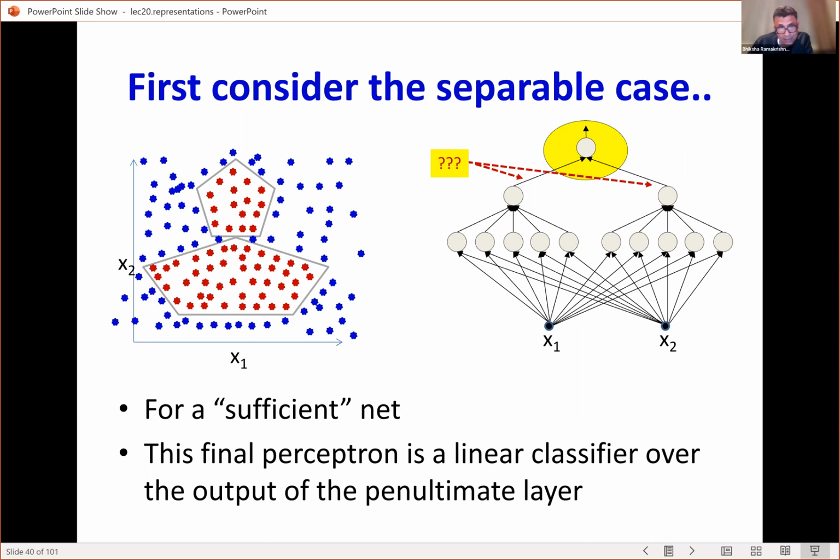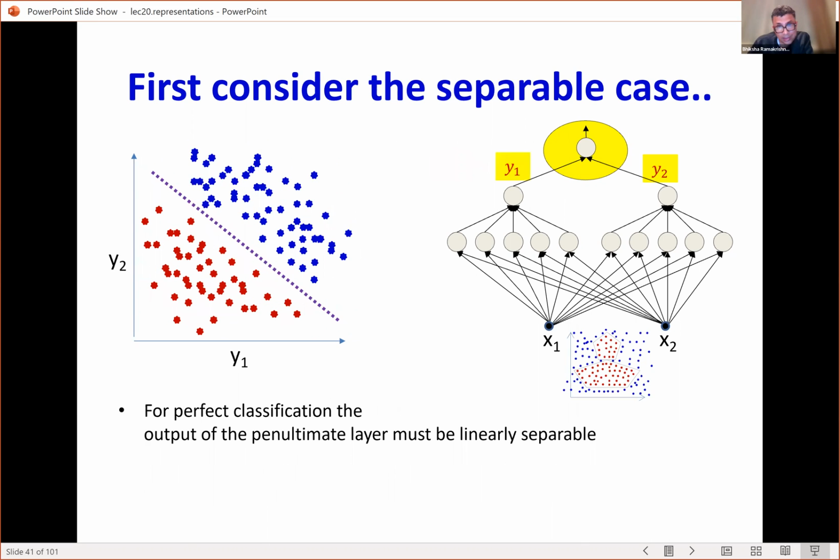They must be linearly separable, right? Because this guy is a linear classifier. So if it's able to separate red and blue data in this y1, y2 space, then in the y1, y2 space, the red and blue data must be linearly separable. In other words, for this complex network, the output of the penultimate layer, the second to last layer, must comprise linearly separable data from the 2 classes. That making sense?